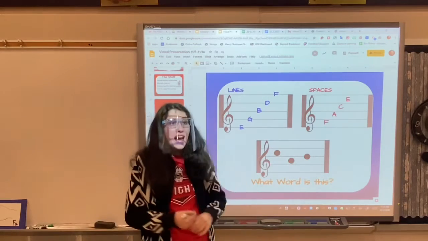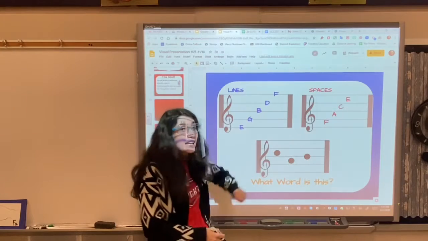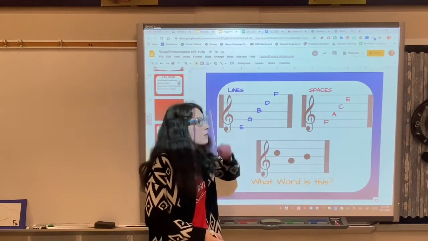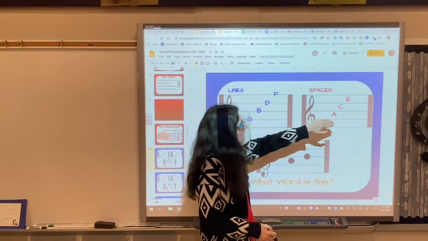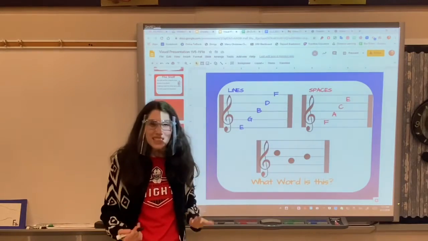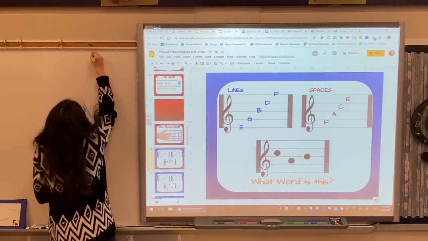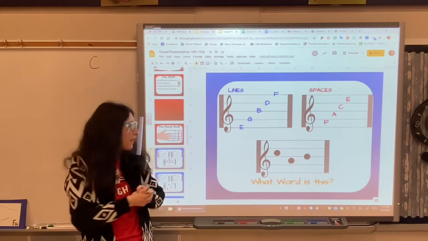We're going to notice that it is on a space. So when we look at it, we're going to count up our spaces. 1, 2, 3. And we're going to come over here to our space staff, and we're going to count up 3. 1, 2, 3. We see that this space is called C. So this note must be a C. So I'm going to write a C right there, just to help me remember that that note is C.